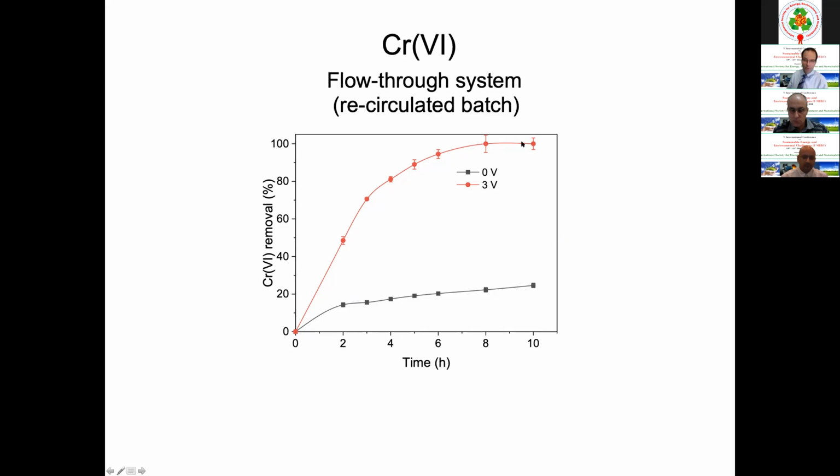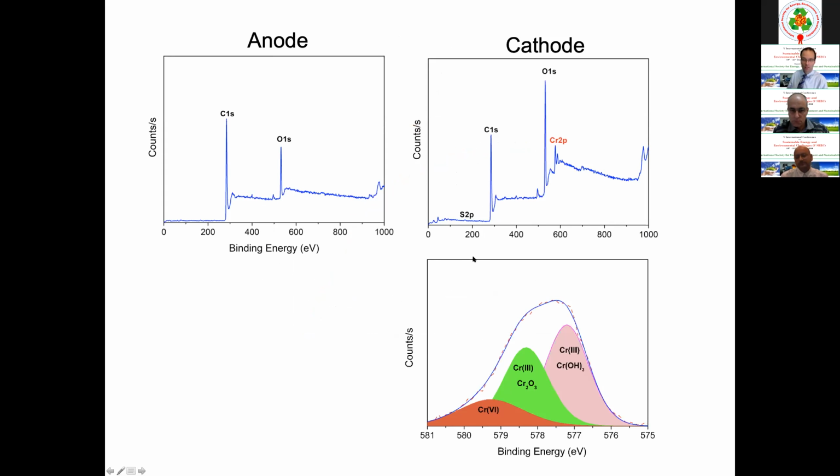So this chromium 6 removal, where does it go? It's actually converted to chromium 3, so it's reduced. And we can see the chromium 3 both in solution, we can measure it with ICP, but also we see the chromium 3 becomes precipitated and absorbing onto the membrane. So we can both reduce chromium 6 to chromium 3, and then also absorb it onto the membrane. Here using XPS, the chromium 3 as chromium oxides are seen.